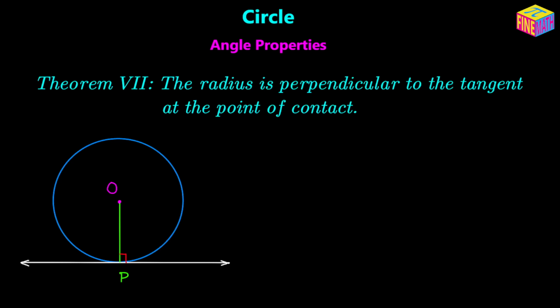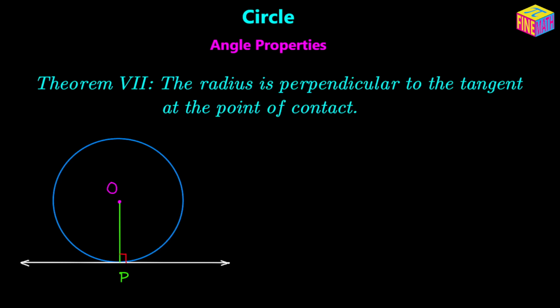In this case, the proof is going to be with the help of contradiction. So first we are going to make an assumption and then we will prove that the assumption is wrong, and then accordingly we can prove that yes, in fact OP is perpendicular to the tangent. So for a moment let's assume that OP is not perpendicular to the tangent.